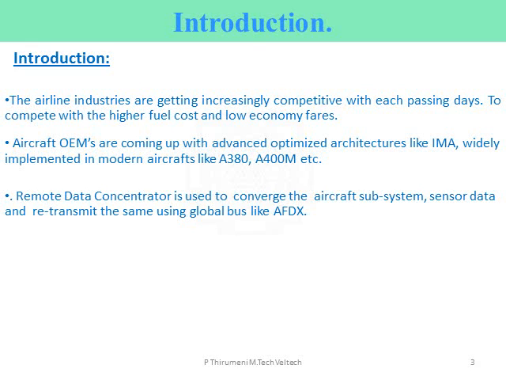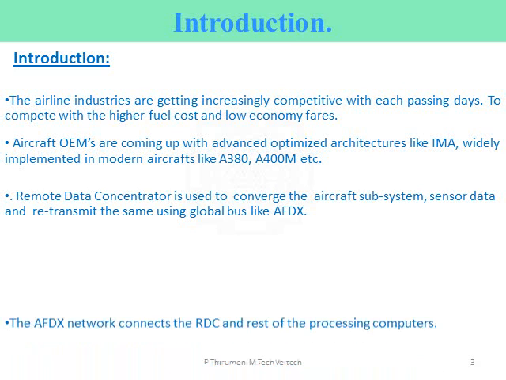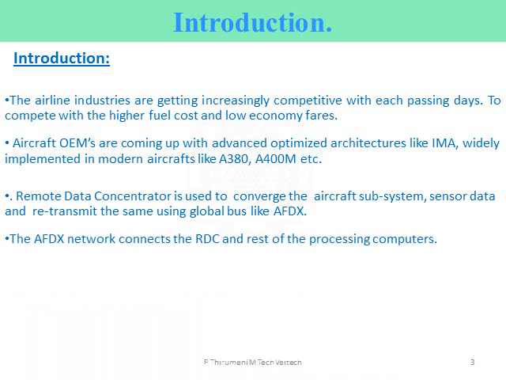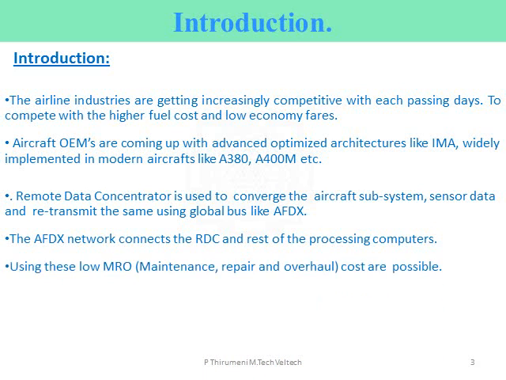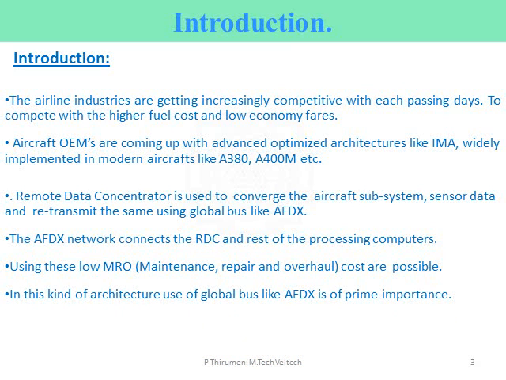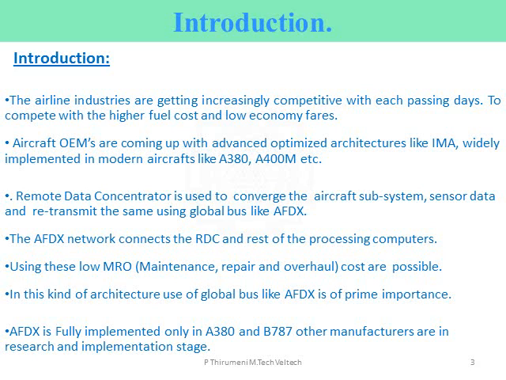So the RDC converges the aircraft subsystem sensor data and retransmits it using a global bus like AFDX. The AFDX network connects the RDC and the rest of the processing computers. Using it, maintenance, repair and overall costs can be reduced. That's the main advantage of AFDX, since it's not a point-to-point connection, it's a loop meshed connection. So for an RDC kind of implementation, the AFDX protocol is much more suitable. AFDX is fully implemented only in A380 and B787 aircraft, and other manufacturers all over the world are trying, including India.